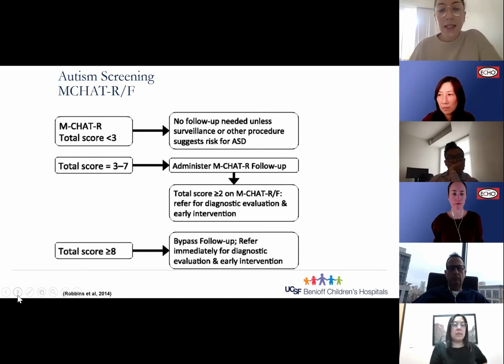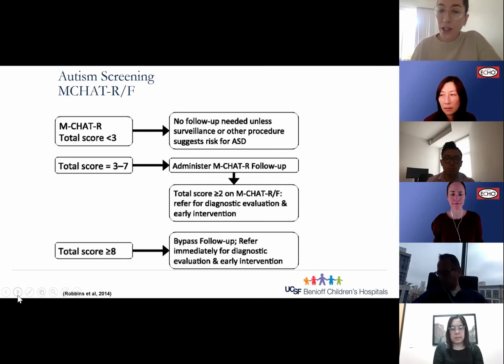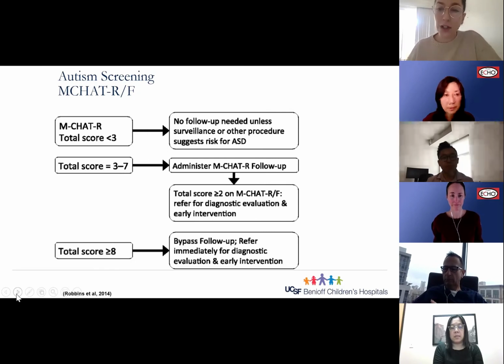And if that is a score of equal or greater to 2, then it is recommended to go ahead and refer, let's say, to the regional center or to an autism clinic to have a more thorough evaluation completed. And then if the score is equal or greater to 8, then going ahead and getting them into services. So again, something like the regional center so they can start an early intervention program.